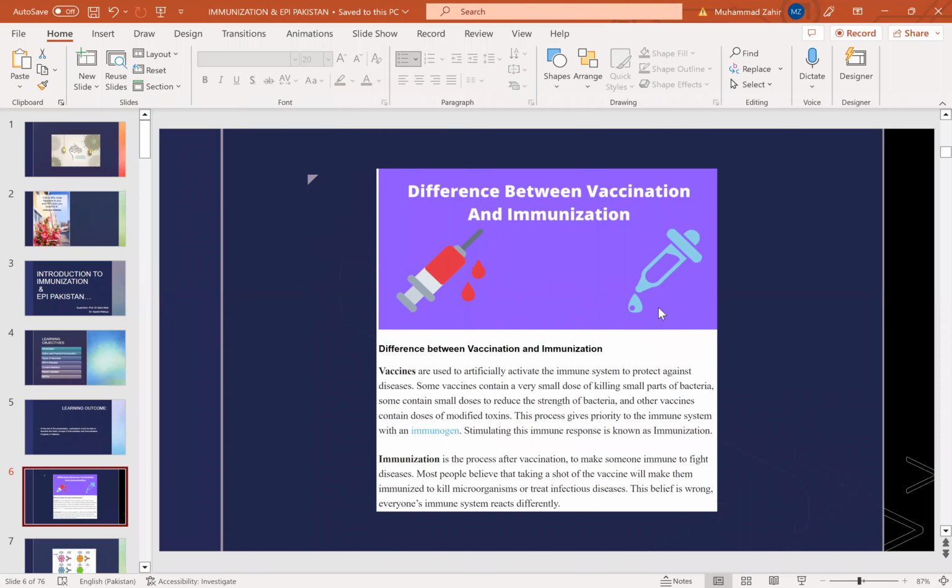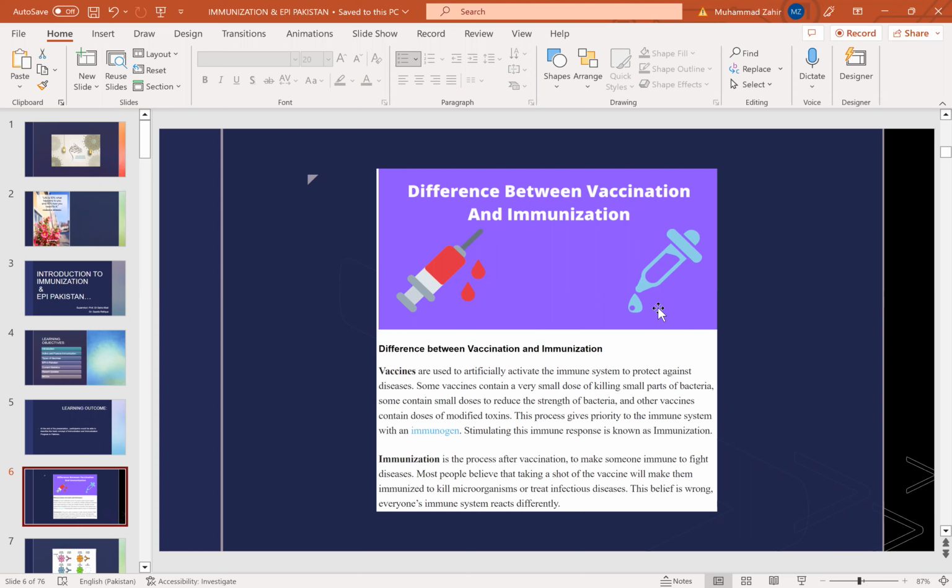Starting with the basic difference between vaccination and immunization. Vaccines are used to artificially activate the immune system to protect against disease. Some vaccines contain a very small dose of killed small parts of bacteria. Some contain small doses to reduce the strength of bacteria, and other vaccines contain doses of modified toxins. This process gives priority to the immune system with an immunogen. Stimulating this immune response is known as immunization.